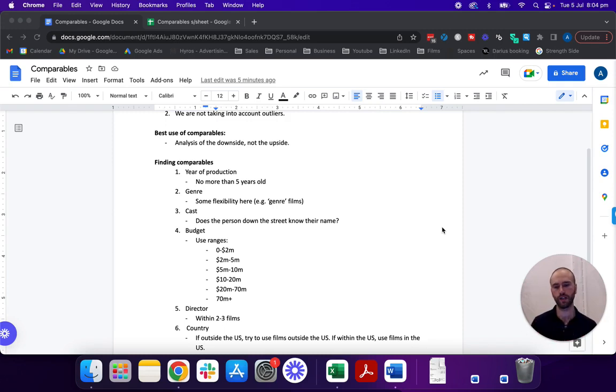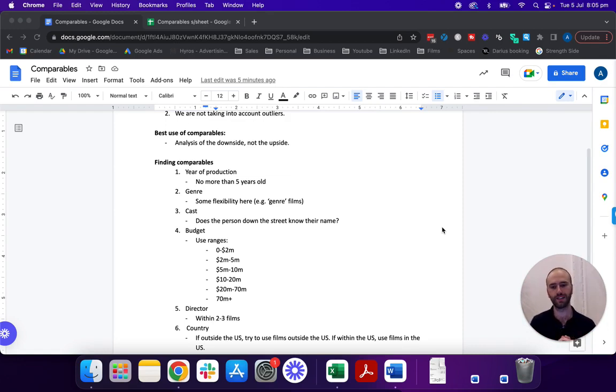Within each of these, I'm going to take you through just quickly what they mean. A lot of them are self-explanatory, or you can see from this document. But what's important to know is, how much variance is there? How flexible can you be with some of the criteria that I put in? So the first is year of production.